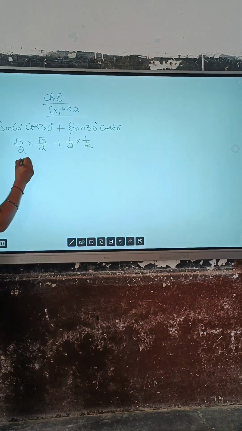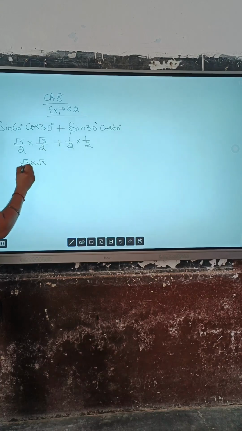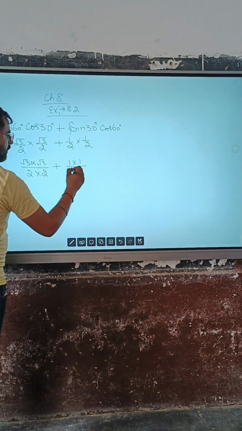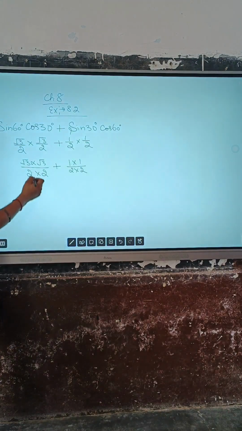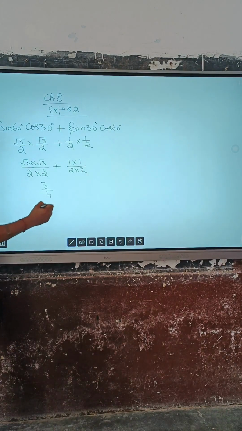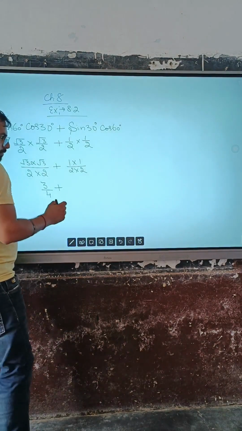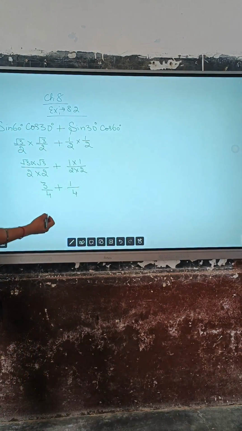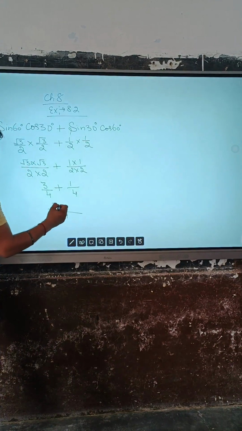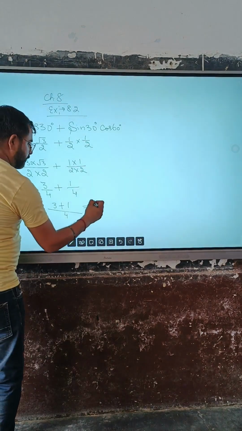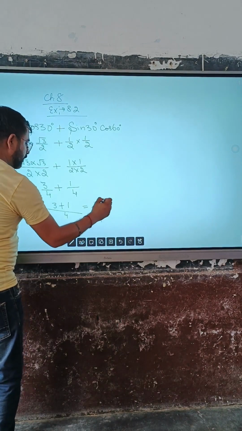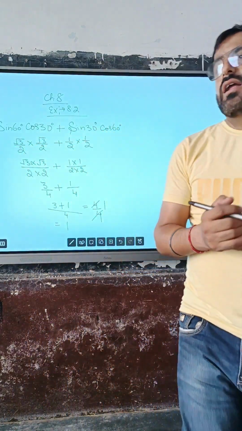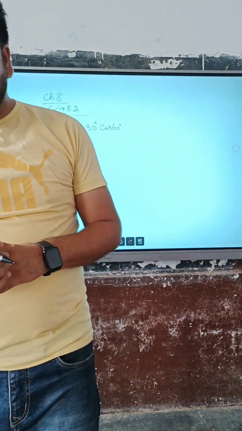So root 3 into root 3, 2 into 2, 1 into 1, 2 into 2. So root 3 into root 3 is 3, 2 into 2 is 4, plus 1 into 1 is 1 and 2 into 2 is 4. After taking the LCM, 3 plus 1 is 4 by 4, that is 1. So the value of this expression is 1. Now move on to the next question.